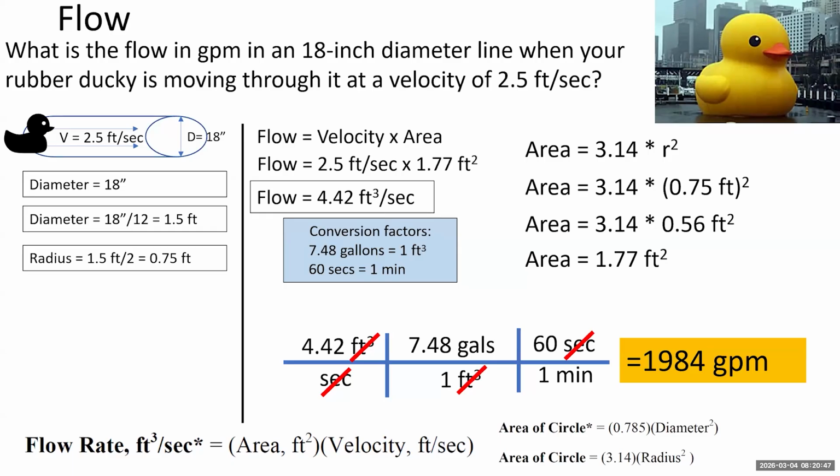You've got to make sure that you understand what you're given and what you're looking for and what's it going to take to get from what you're given to what you're looking for. Because if you stop here, 4.42, that's not going to be one of the choices more than likely. Or if it is, it's still going to be the wrong answer because it wasn't in gallons per minute.